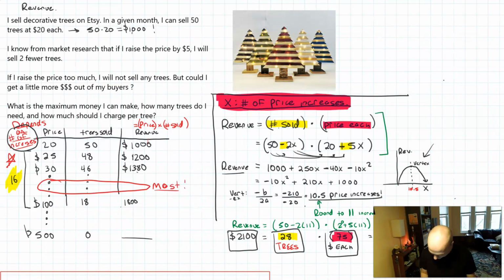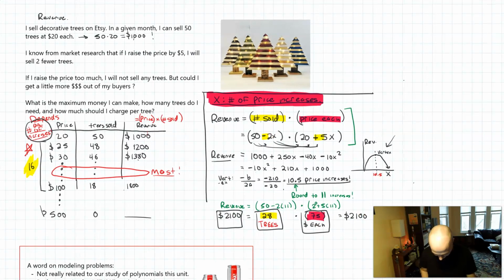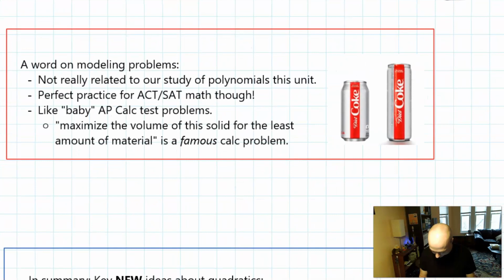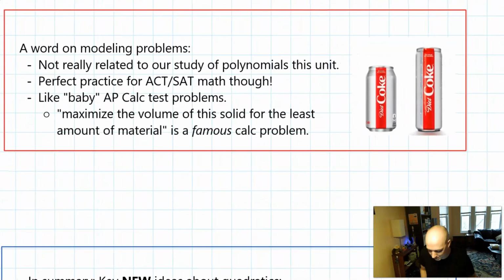All right. Well, this has been quite a long video. Thanks for sticking with me for so long. We are pretty much done. I want to give you just a little philosophical word on these modeling problems. They're a little strange, and we spent a lot of time doing them, but they're not really related to how we study polynomials in this unit. Like, we're not going to go back and do modeling problems in every section. They're really just here. But why do we do them?